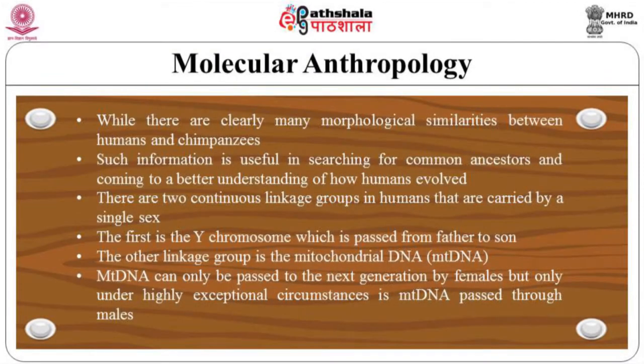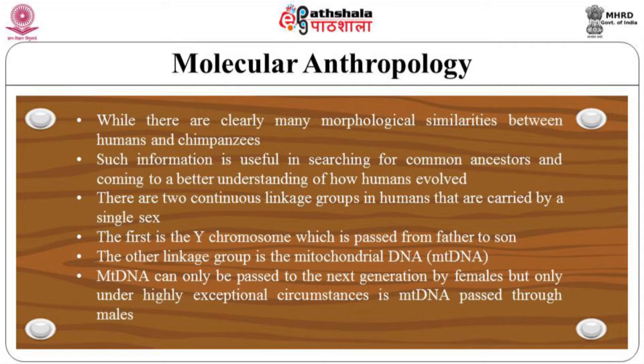Molecular anthropology has been extremely useful in establishing the evolutionary tree of humans and other primates, including closely related species like chimps and gorillas. While there are clearly many morphological similarities between humans and chimpanzees, such information is useful in searching for common ancestors and coming to a better understanding of how humans evolved.